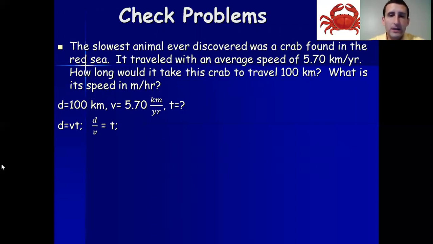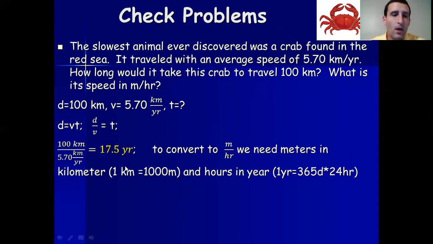So again, because we're using an average, we can use this simple equation, d equals vt. This time we're solving for t, so we divide both sides by v. 100 divided by 5.7. Again, as we discussed in a previous lecture, when those kilometers cancel, the years end up coming up onto the top. So it takes 17.5, almost 20 years for the crab to go 100 kilometers.